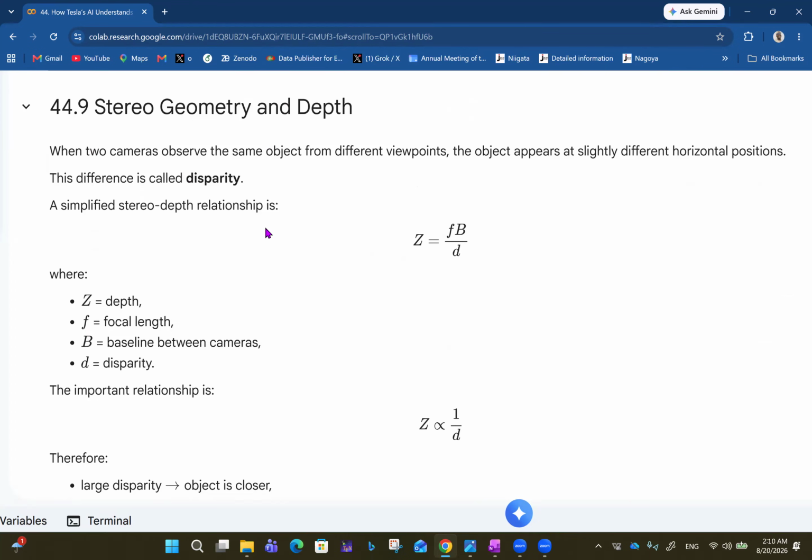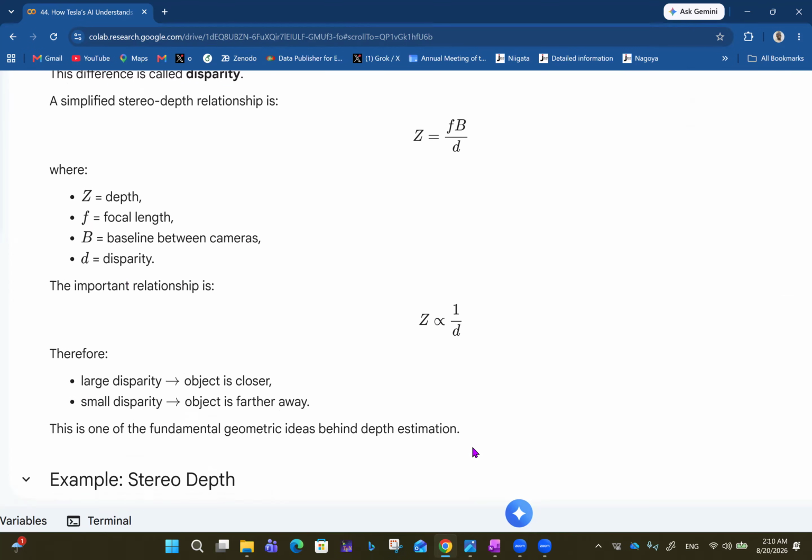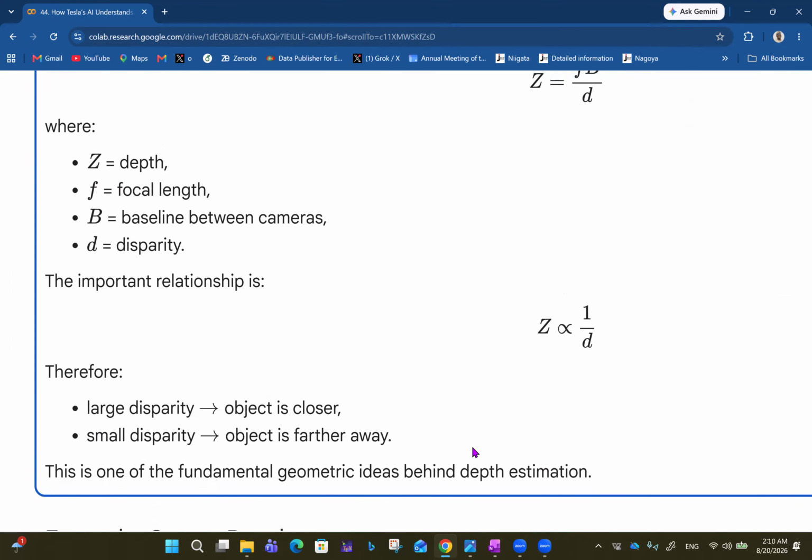So a simplified stereo depth relationship will then be Z equals FB over D, where Z is the depth, F is the focal length, B is the baseline between cameras, D is disparity, and then the important relationship becomes Z is inversely proportional to D. The depth is inversely proportional to the disparity. Therefore, large disparity means the object is closer, and small disparity means the object is farther away. This is one of the fundamental geometric ideas behind depth estimation.